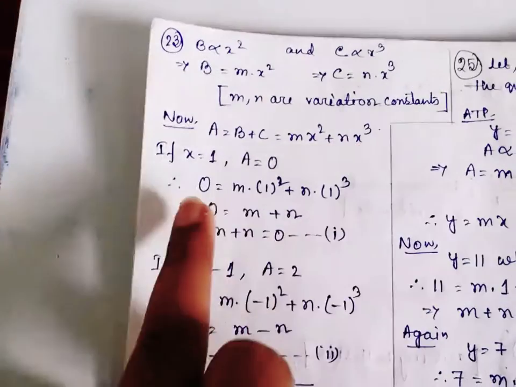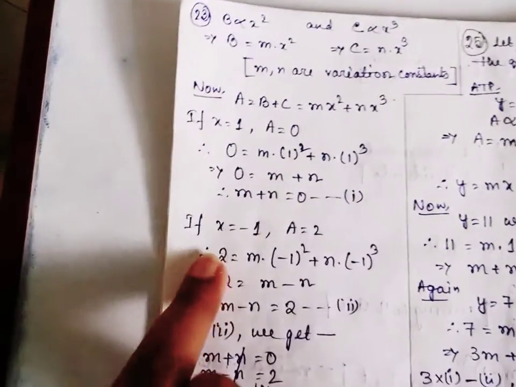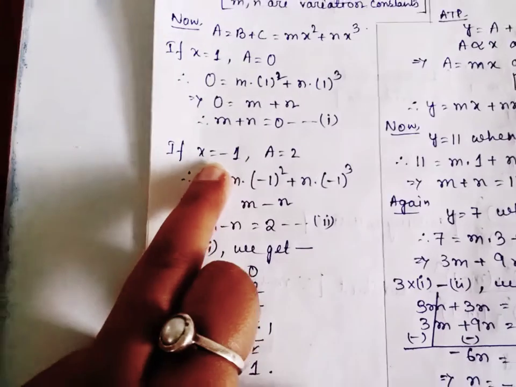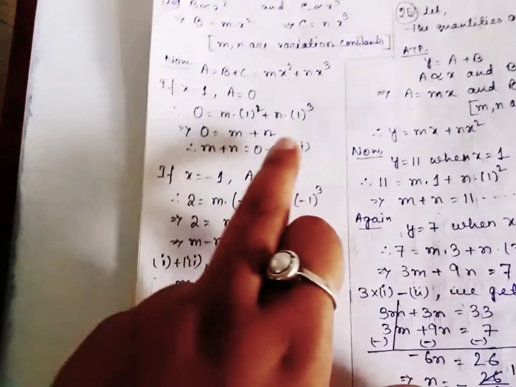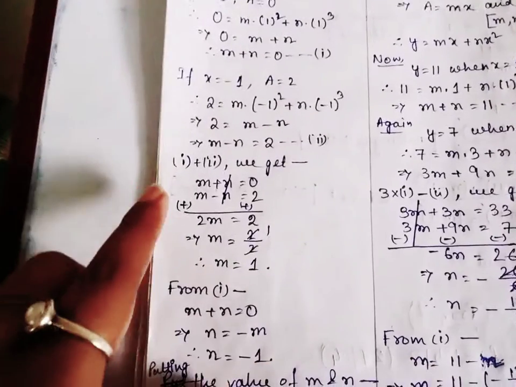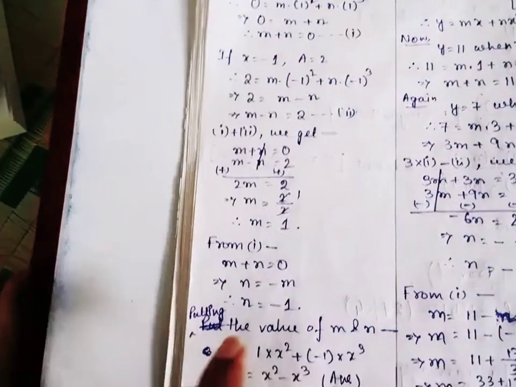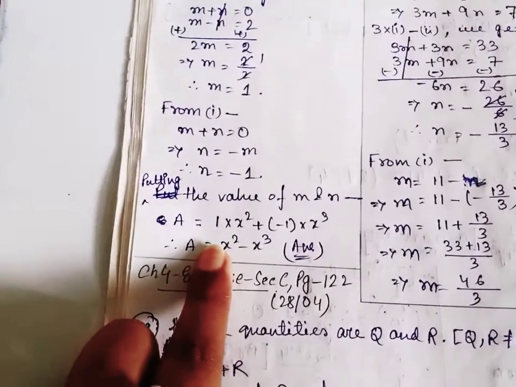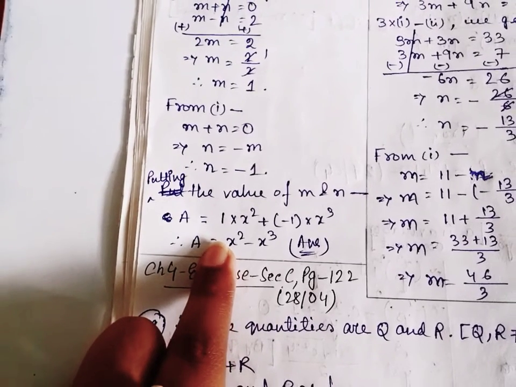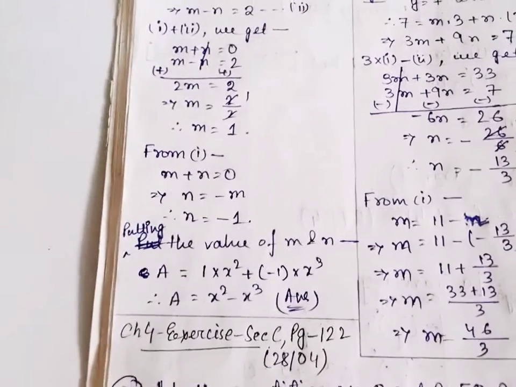So using this, put the value of a and x, we get this equation. And another one is a is 2 when x is minus 1. Put the value of a and x, we get this. Now solve these two equations, we get the value of n and m. Put the value of m in the first equation, get the value of n. Since we get the value of m and n, put it in the a equal to mx square plus nx cube equation and represent a as a function of x.